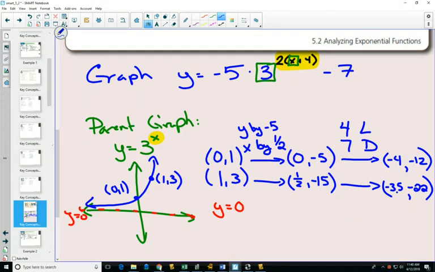And the only thing that's going to affect your asymptote, which is on your x-axis, is whether your graph is shifted up or down. In this case, our graph is going to be shifted down 7. So our asymptote is going to change to y equals -7.